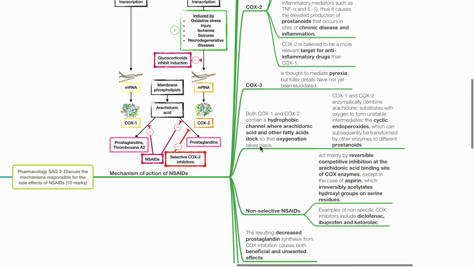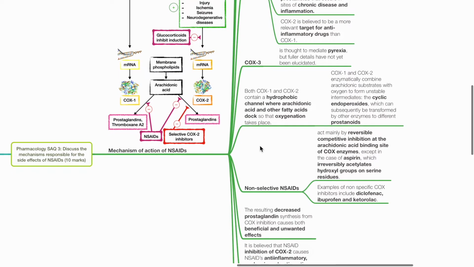Both COX-1 and COX-2 contain a hydrophobic channel where arachidonic acid and other fatty acids dock so that oxidation takes place. COX-1 and COX-2 enzymatically combine arachidonic substrates with oxygen to form unstable intermediates known as the cyclic endoperoxides, which can subsequently be transformed by other enzymes to different prostanoids.